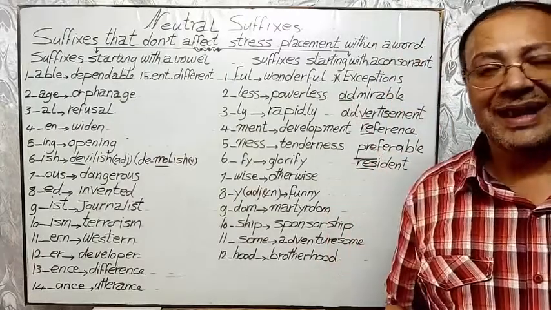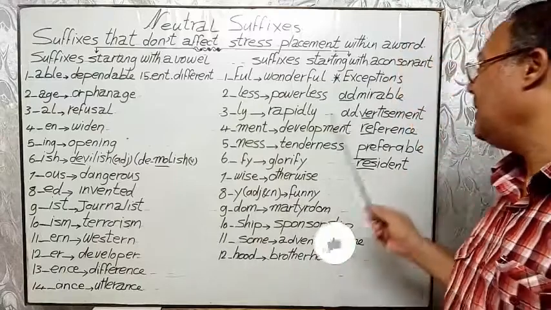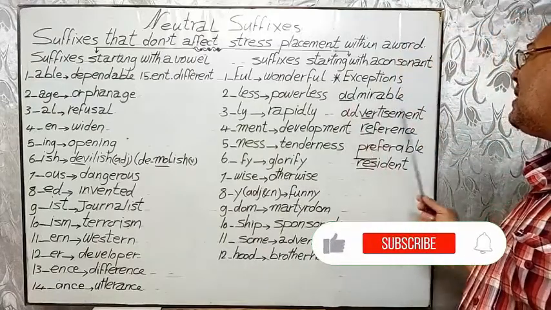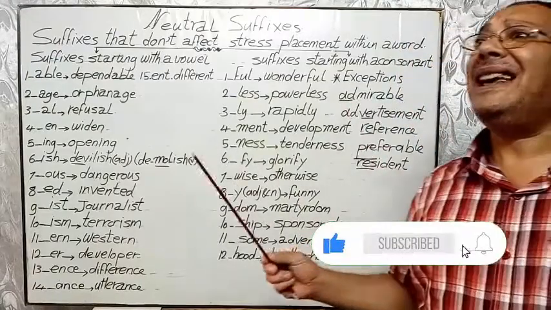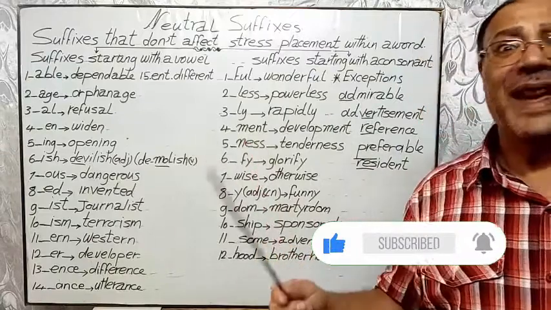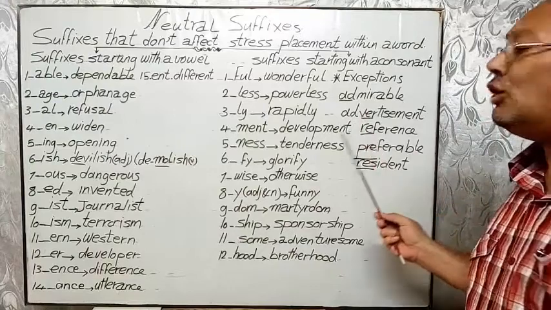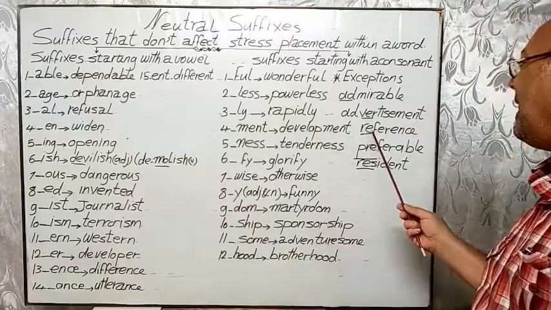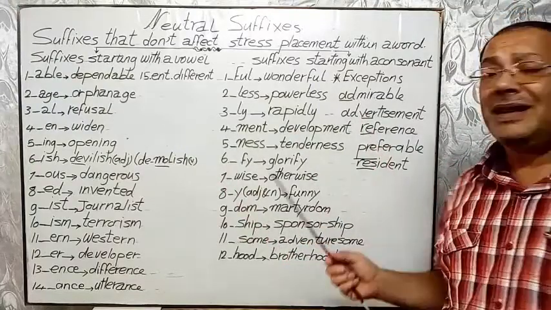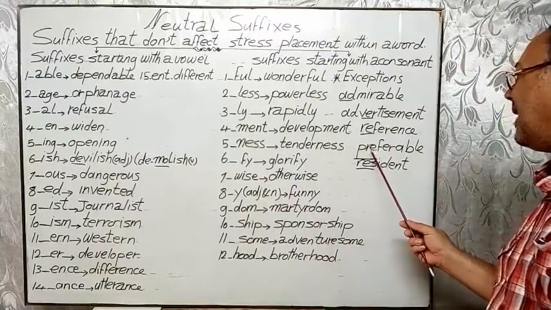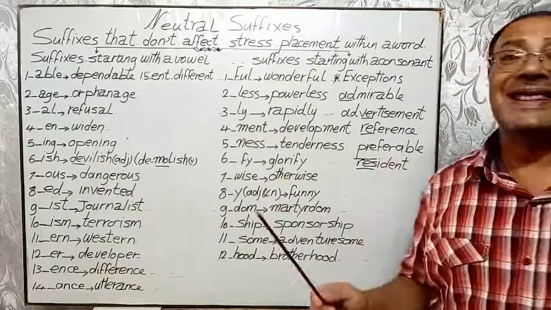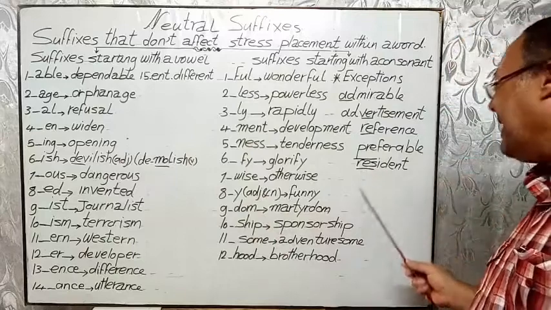But we have some exceptions. Admire in the base form, but here admirable. Advertise, but here advertisement. Refer, but reference. Prefer, but preferable. Reside, but resident.